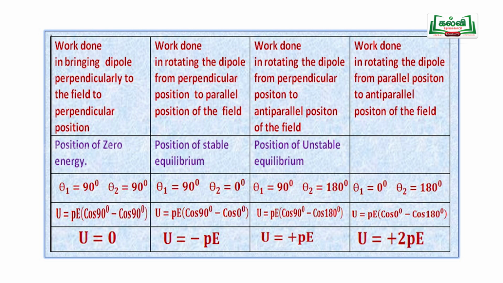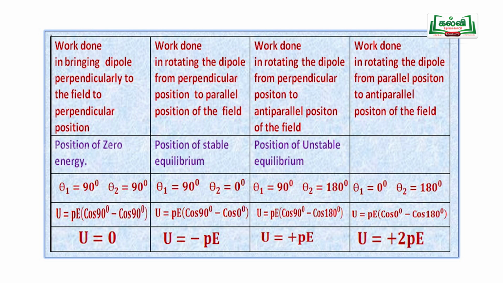Now, these are the three different positions. The position of 0 energy, next the position of stable equilibrium, and the position of unstable equilibrium. What is the position of 0 energy? This is the position of 0 energy. What is the position of stable equilibrium? This is the position of stable equilibrium, that is, I must have it like this. What is the position of unstable equilibrium? This is the electric field, the dipole is placed anti-parallel, this is the position of unstable equilibrium.